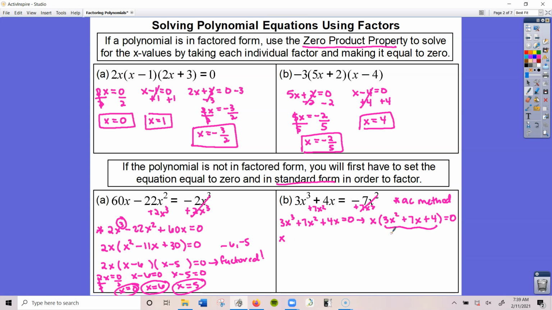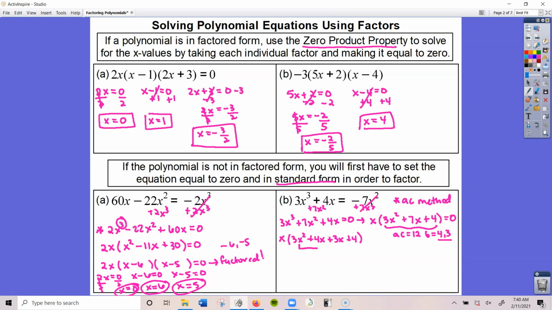So remembering for the AC method, you have to first figure out what is A times C. 3 times 4 is 12. And now we have to think of what two numbers multiply to give us 12, but add to give me 7. And those numbers would be 4 and 3. So now I'm going to rewrite this quadratic, replacing 7x with the 4 and the 3. So we have 3x squared plus 4x plus 3x plus 4. See how I replaced the 7x with the 4x and 3x.